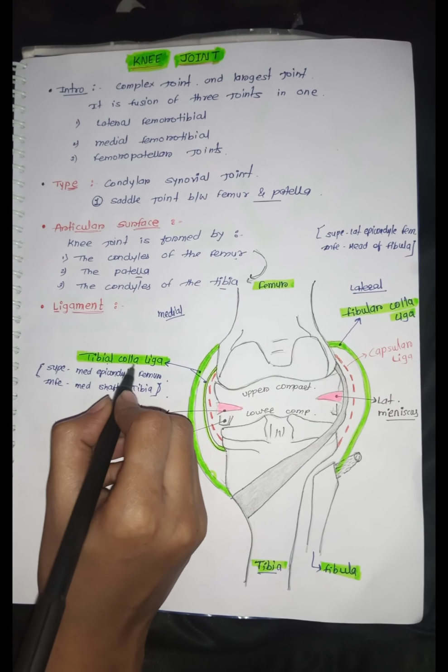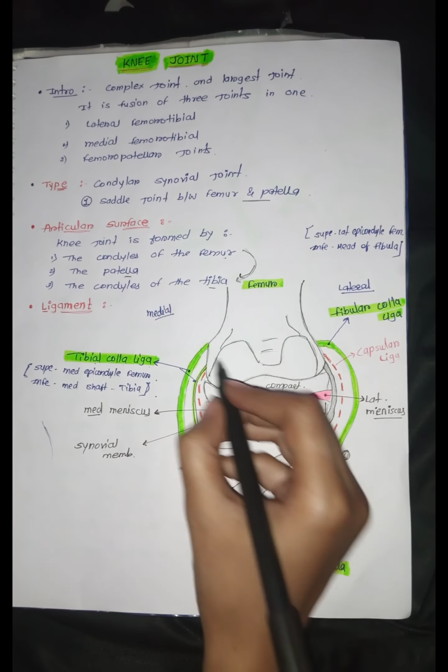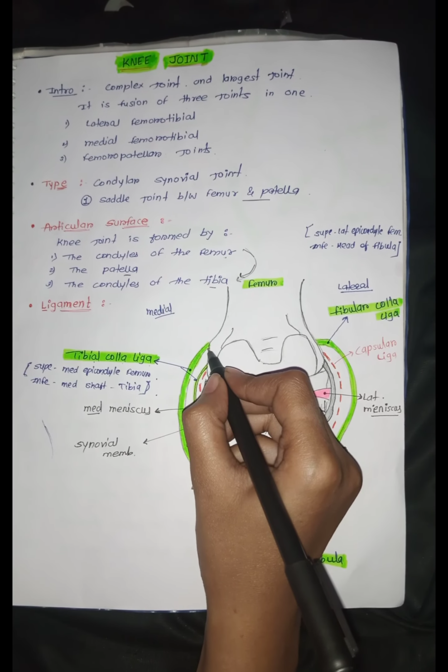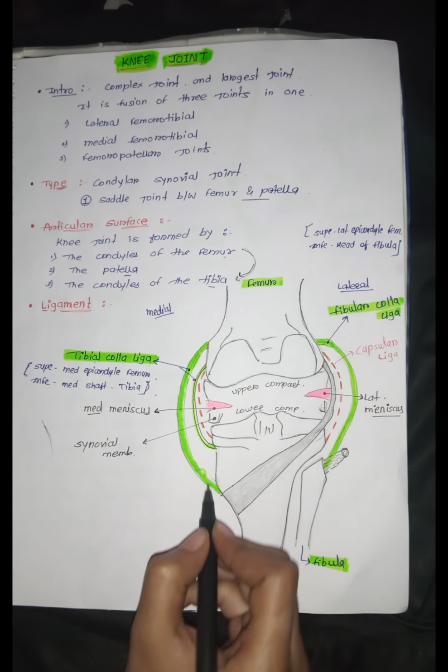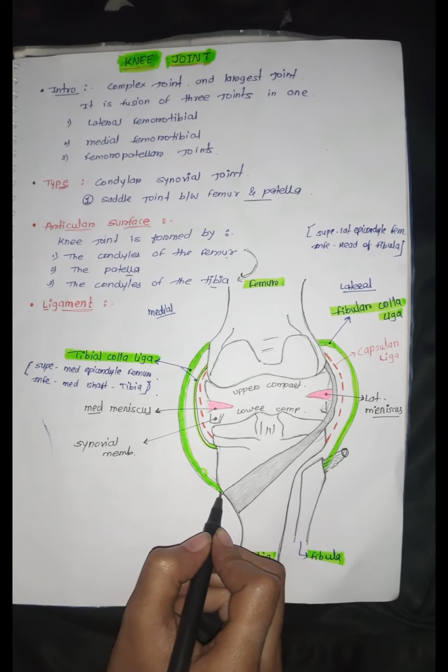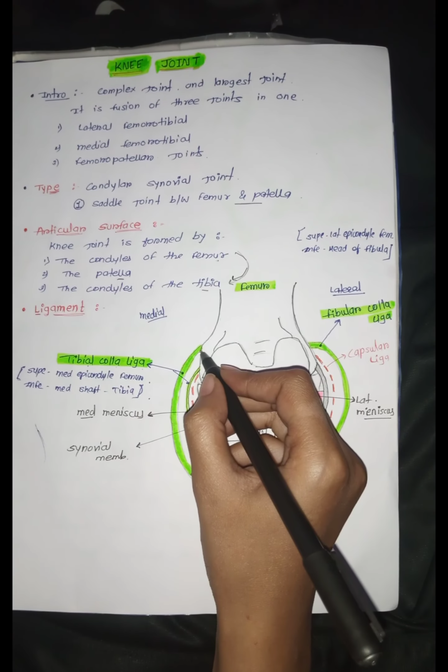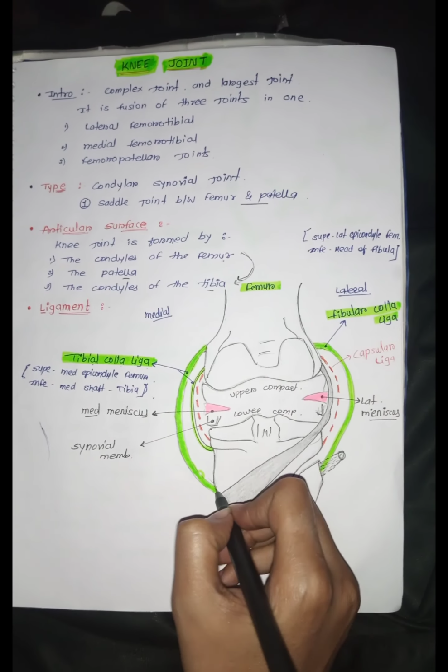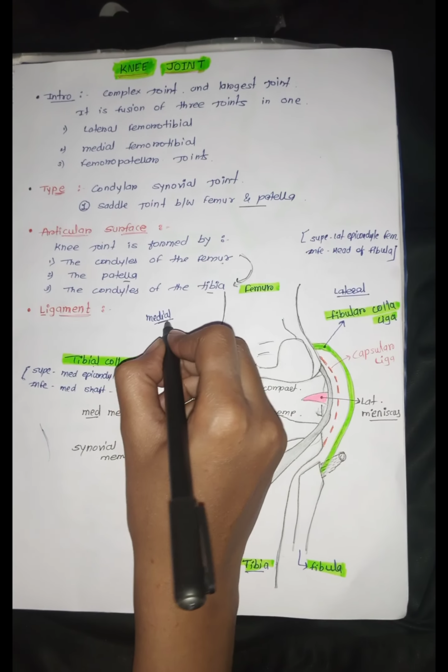This is the tibial collateral ligament. It attaches superiorly to the medial epicondyle of femur and inferiorly to the medial shaft of tibia. That is the tibial collateral ligament. It is also called the medial collateral ligament.